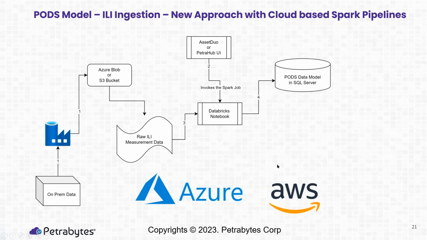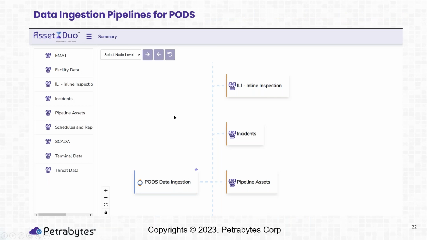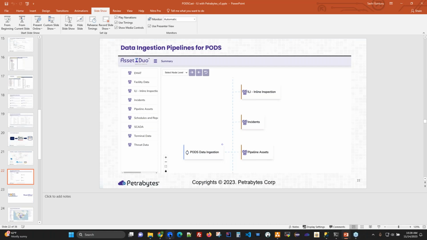Behind the scenes, you have the PODS model. But same thing, if you have EMAT data, GIS data, or centerline data, all of those things can be run as parallel jobs in the cloud. And AssetGeo runs on both Azure and AWS. So this is how the data ingestion pipelines are laid out. Let me open the software.